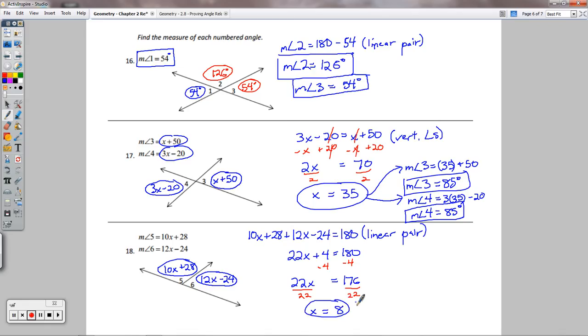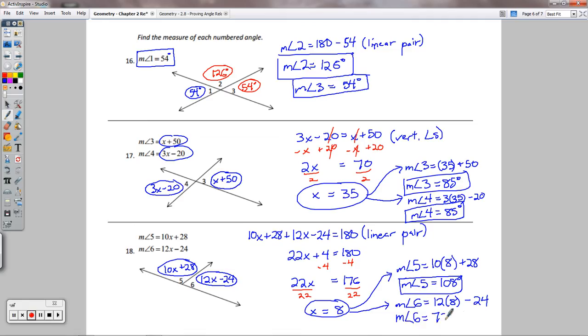So I'm going to take that piece of information, plug it into what I see here and here to actually find the measure of each numbered angle. This isn't your final answer, but you're real close now. I know the measure of angle 5 is 10 times x, 10 times 8, plus 28. That would be 80 plus 28, which would be 108 degrees. And the measure of angle 6 would be 12 times 8, minus 24. 12 times 8 is 96. 96 minus 24 is 72 degrees.